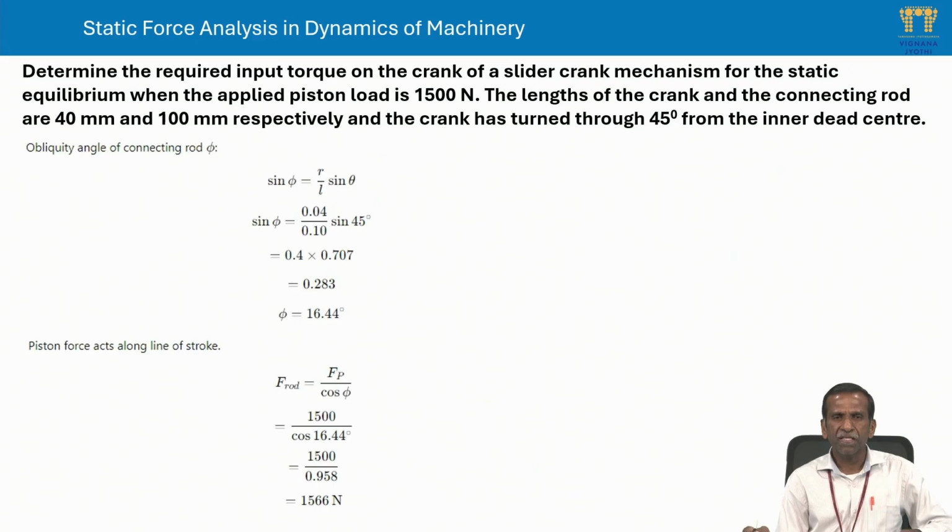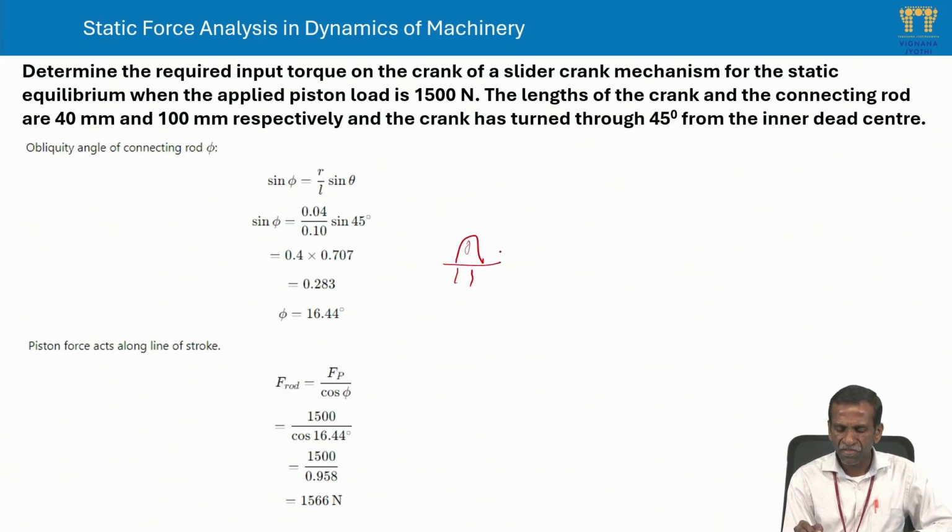So, in this case, the slider crank mechanism, we need to draw the configuration diagram based on the given statement of the problem. We can simply draw the slider crank mechanism. This is the crank and connecting rod, and the connecting rod is connected with the piston. The piston is guided in the guides, and the crank is going to rotate.